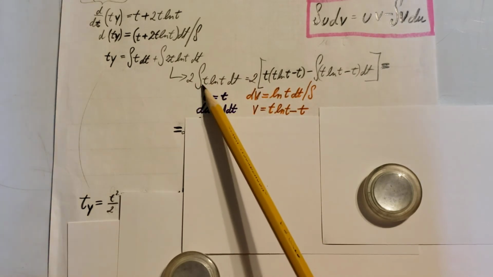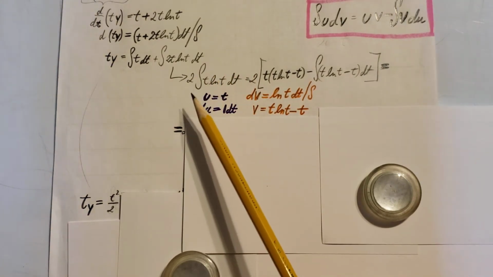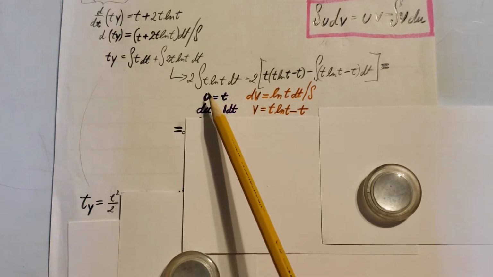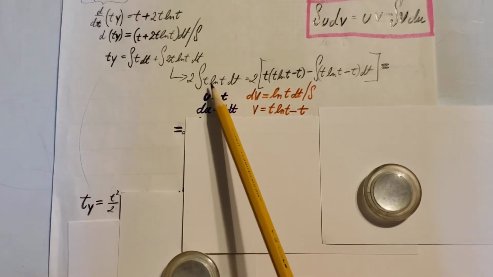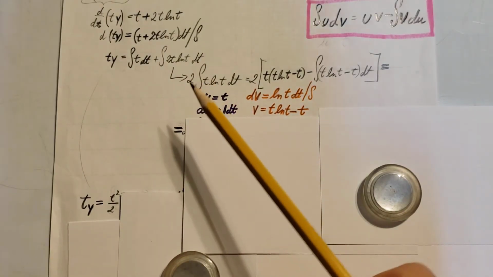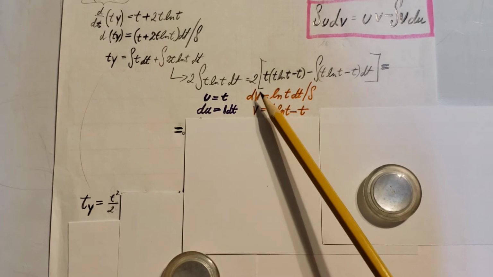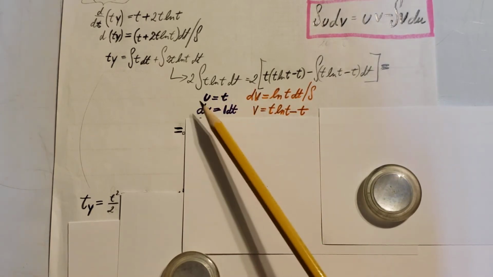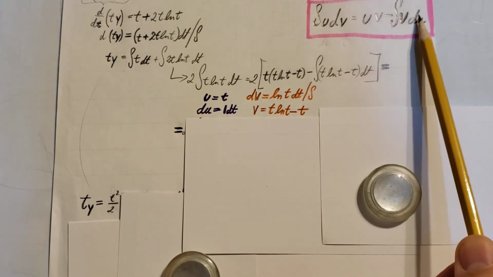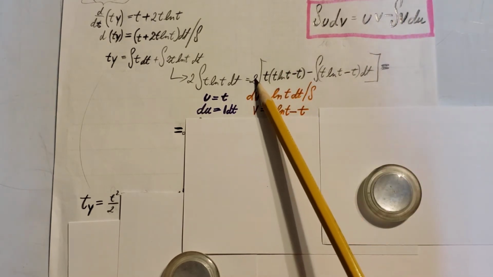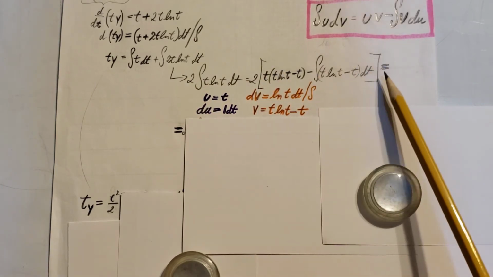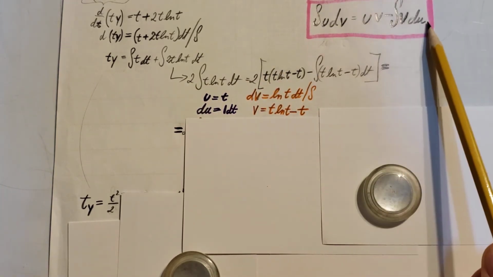So we're gonna have to decide which is gonna be u and which is gonna be dv. I'm gonna pick t to be u and ln t to be dv. Take the derivative of this one and integrate this one. Now we have all the components that we need to fill out the formula, right? So 2 times, we can't forget that, in parentheses, everything that we're gonna get from here.